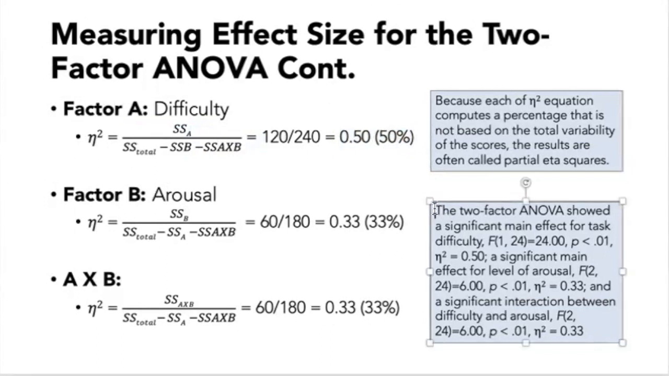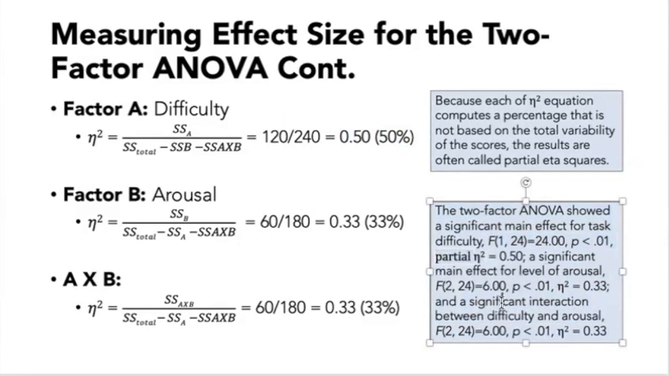And this is the APA interpretation. The two-factor ANOVA showed a significant main effect for task difficulty, F with the degrees of freedom, numerator and denominator, equals 24. This is the p-value. Why do we give this? Because 24 exceeds the cutoff point for alpha 0.01 as well. And partial eta squared equals 0.50, or rather 50%, you can write it as 0.50.